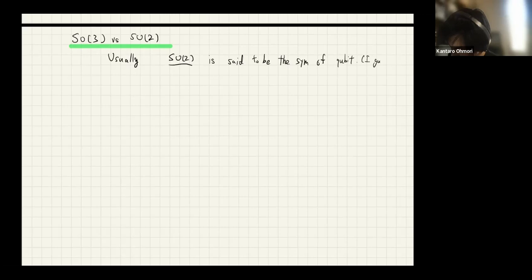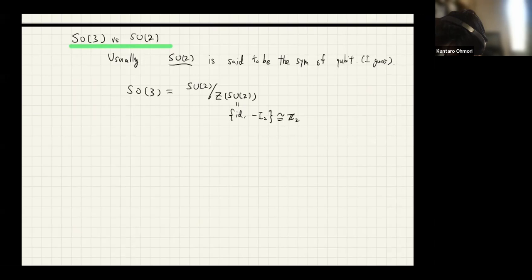And of course the SU2 and the SO3 have a close relationship, and that is that SO3 is SU2 over Z of SU2. That's generated by the identity and minus the identity, which is Z2. So Z is the center of SU2, which is Z2.